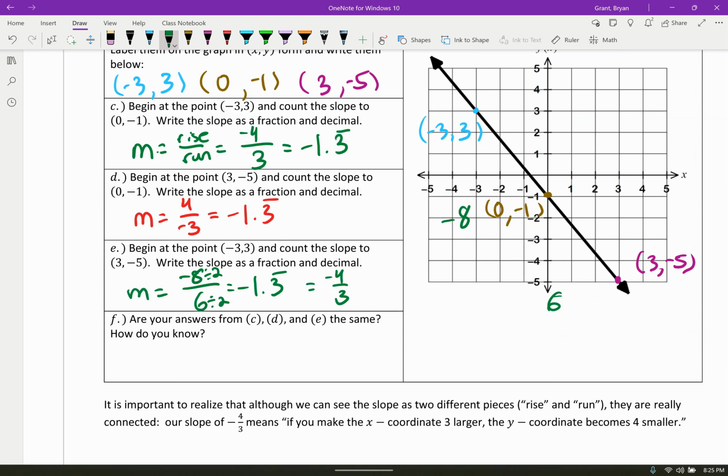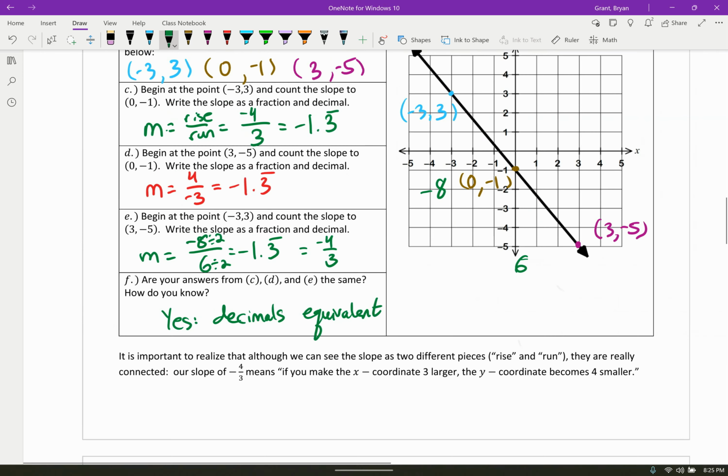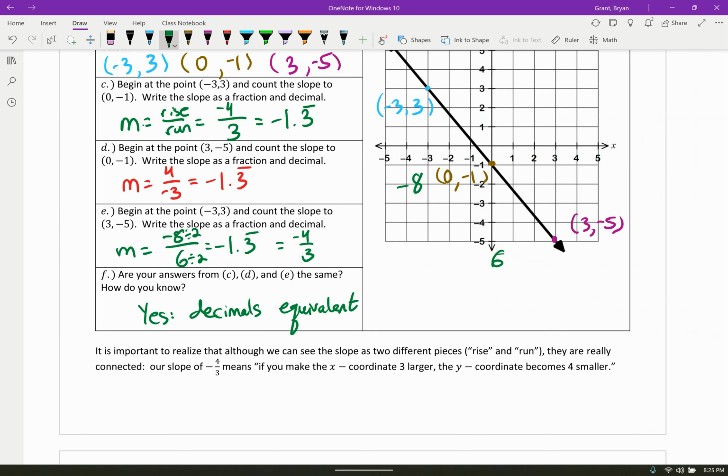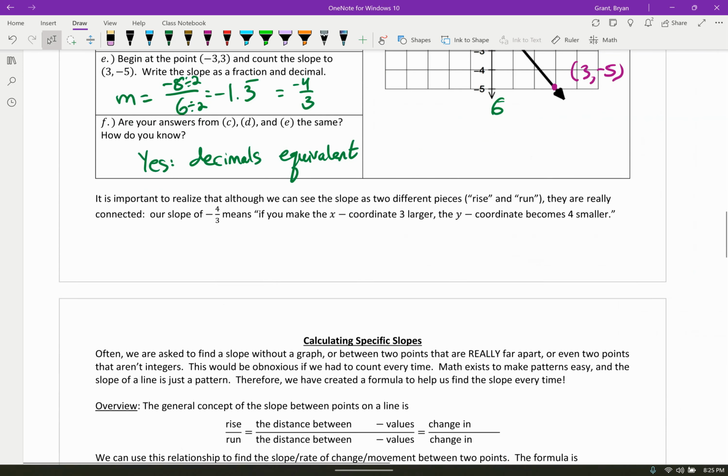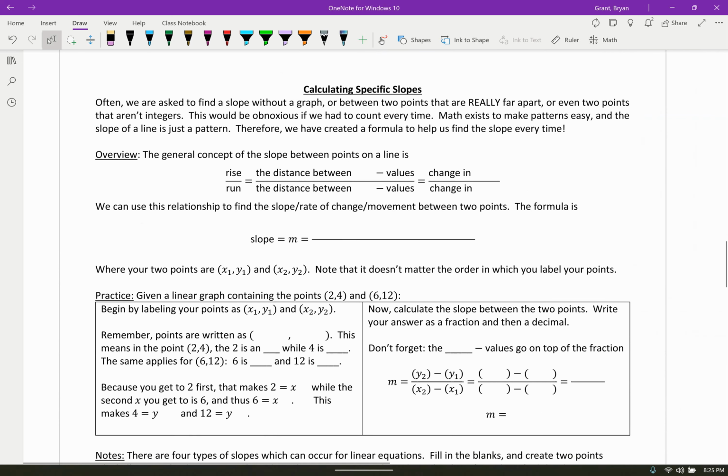So our answer's the same. Yes, the decimals are equivalent. Equivalent. All right. So we just talked about that. We're fine there. Let's go ahead and move on to our third page.